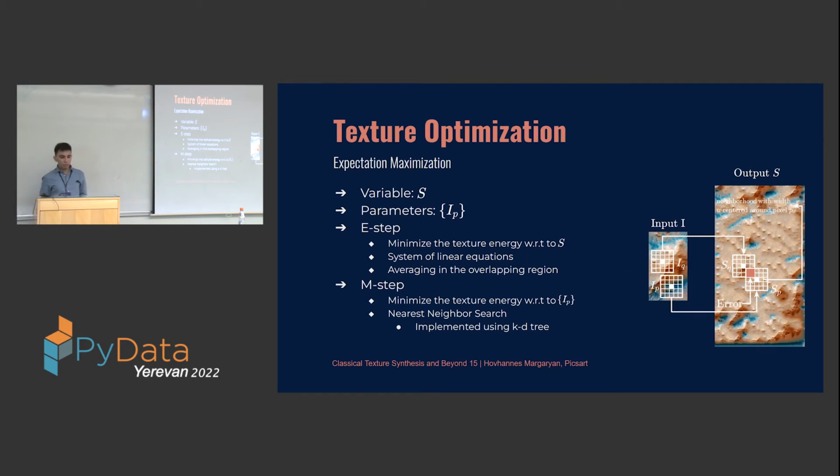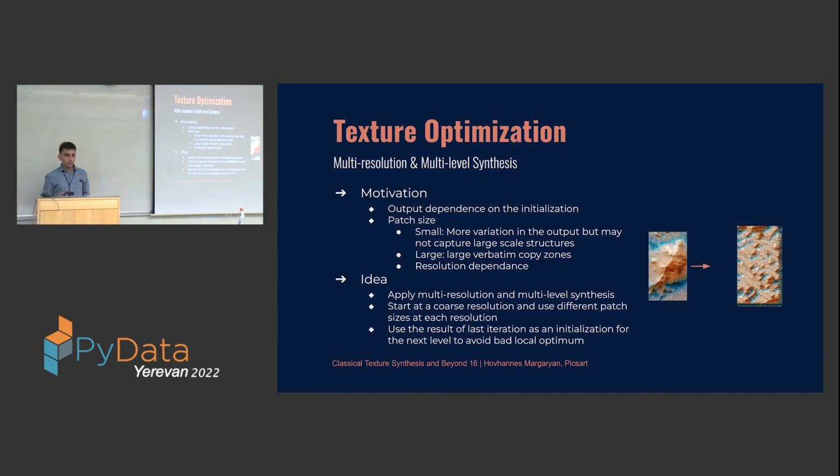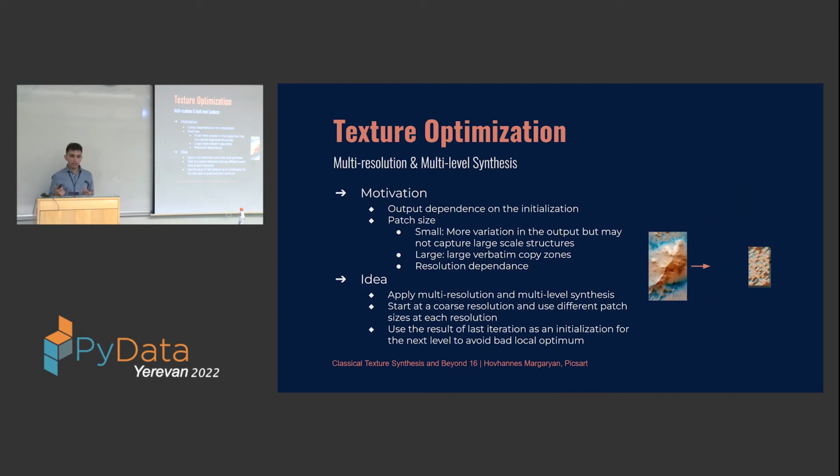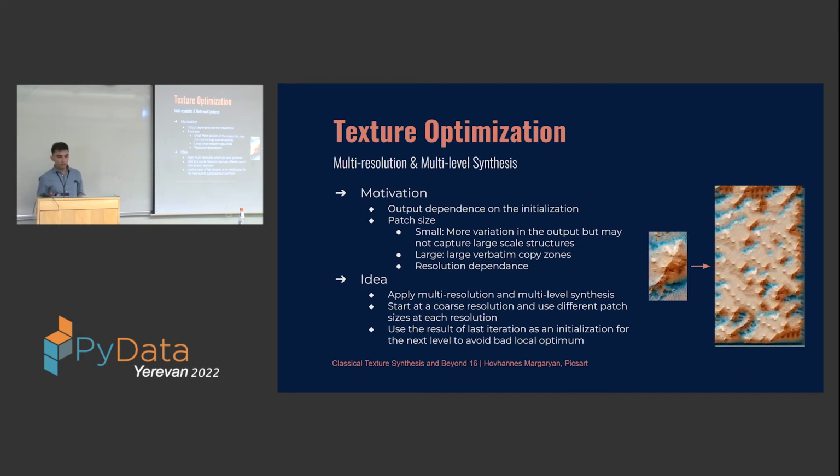In the M step, we minimize the texture energy with respect to the IPs, hence the parameters. And this corresponds to the nearest neighbor search that was also introduced in the image quilting algorithm. And the authors implement nearest neighbor search using KD trees. In addition to that, the authors suggest running the texture optimization algorithm in a multi-resolution and multi-level synthesis. And the motivation of this approach is the following.